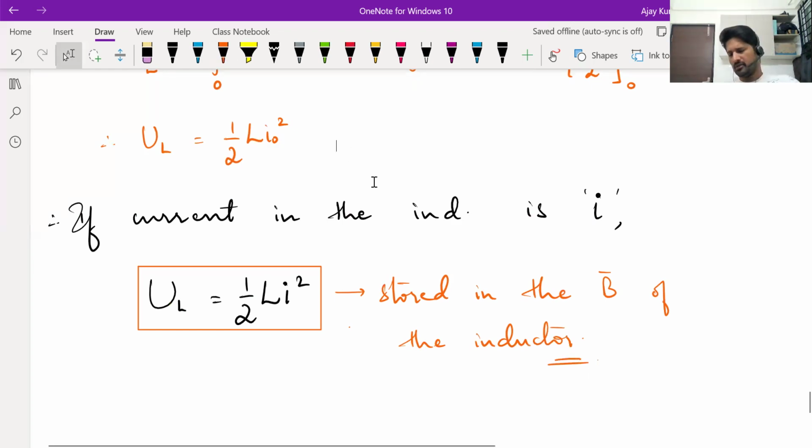Okay. So you can also say an inductor is a device used to store magnetic energy. It does that. An inductor also opposes sudden changes in current. Why? Because an inductor opposes change in flux, so it has to oppose the change in current.